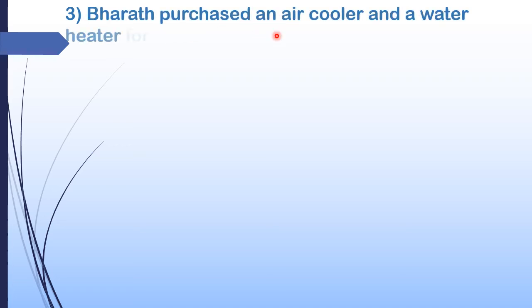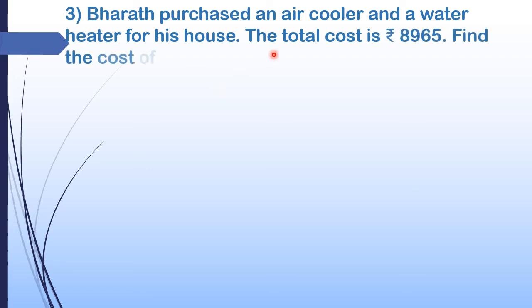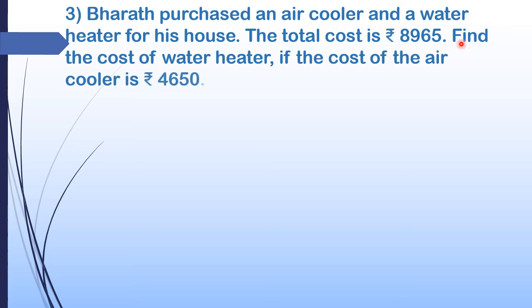Then the third sum. Bharat purchased an air cooler and a water heater for his house. The total cost is rupees 8,965. Find the cost of water heater, if the cost of the air cooler is 4,650.